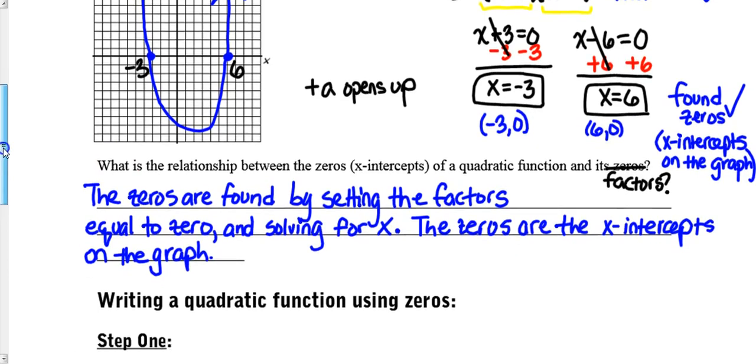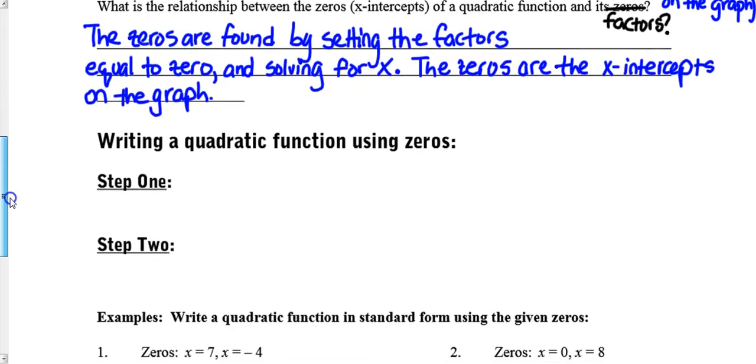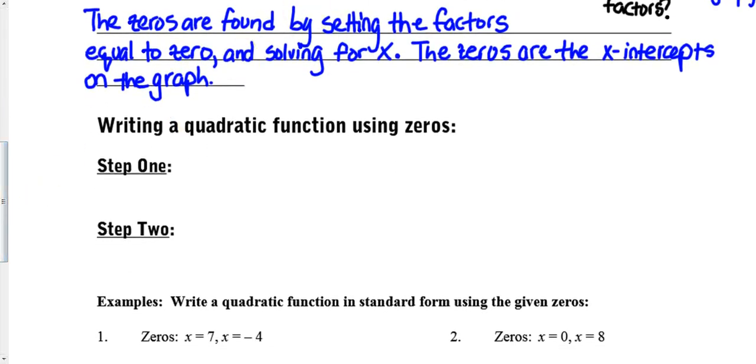Let's now see how this will be connected to writing a quadratic function using zeros. And if you have your highlighter, it would be great to highlight this title, because it is the focus of our learning in this lesson, is how to write a quadratic function using zeros. And we have 2 steps in this process.